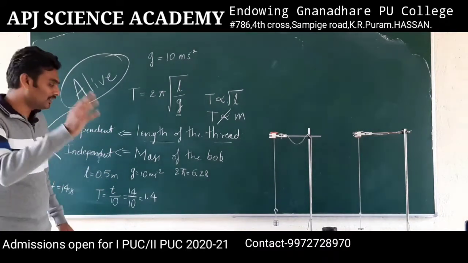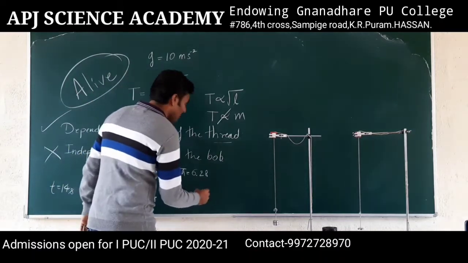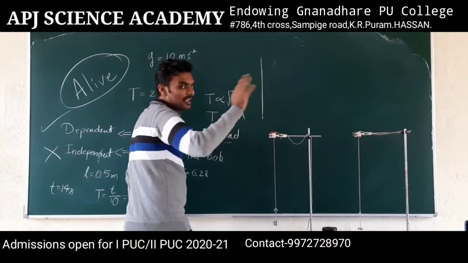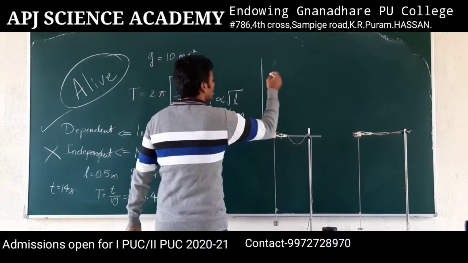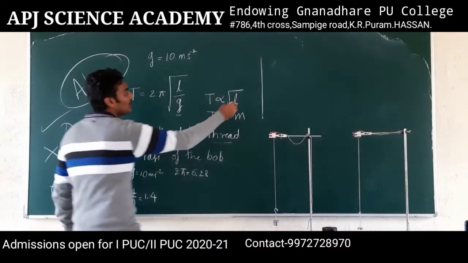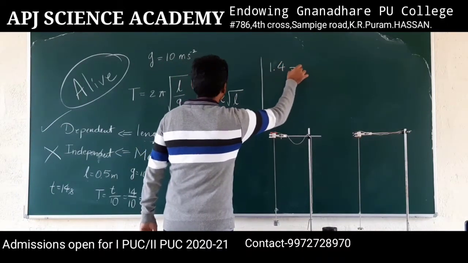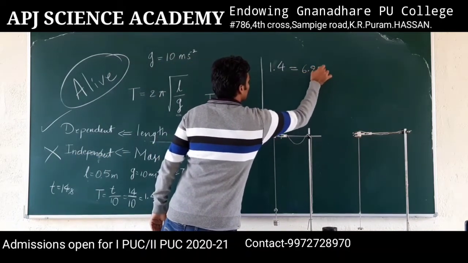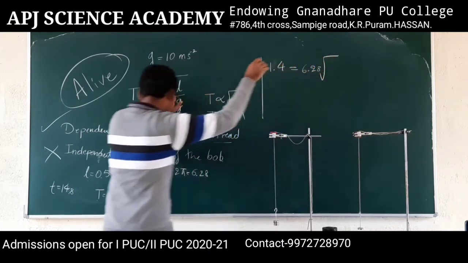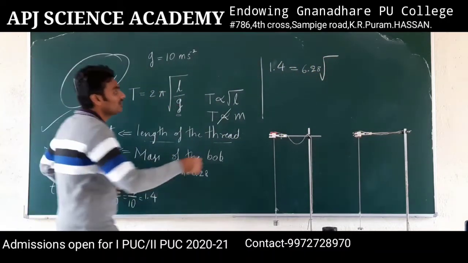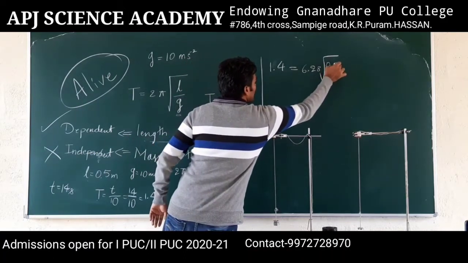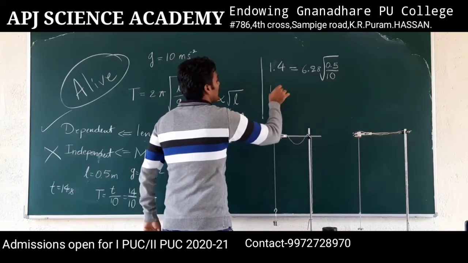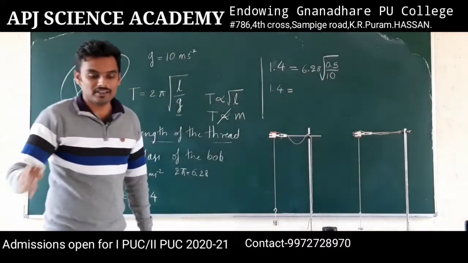This is the quantitative analysis that we are doing, right? Let me do it here. I should get LHS equal to RHS. What is T? The time period that we found, 1.4, is equal to 2 pi, which is 6.28, under root of L, which is 0.5 meter, divided by g, which is 10. Make use of a calculator and simplify this.